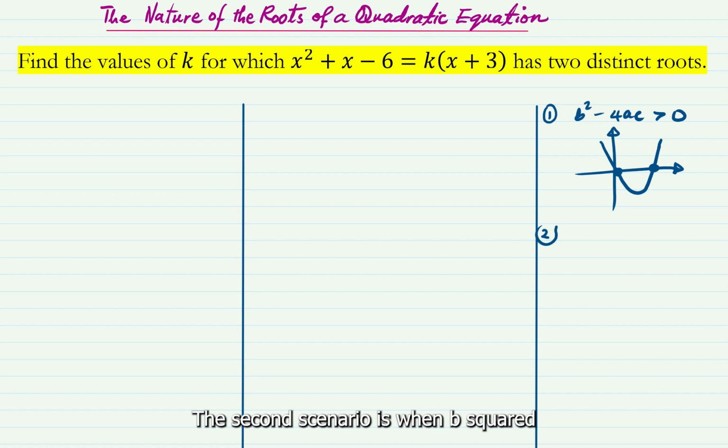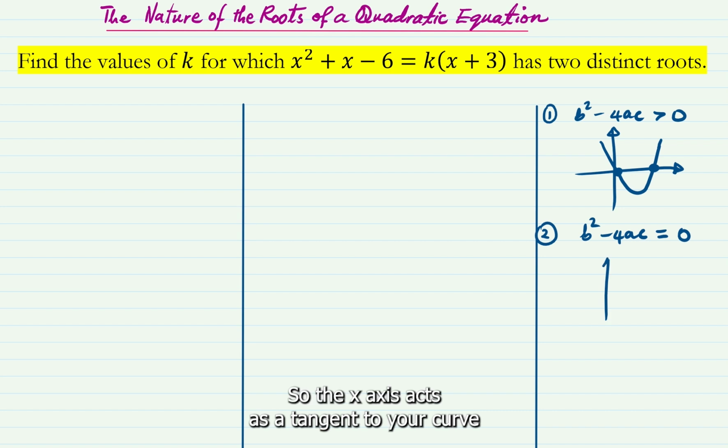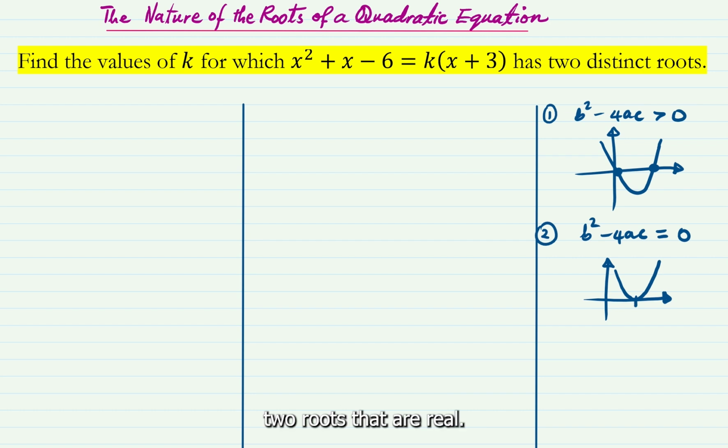The second scenario is when b squared minus 4ac is equal to 0. And at that time, we have two roots that are real and the same. So the x-axis acts as a tangent to your curve. Two roots that are real and the same.